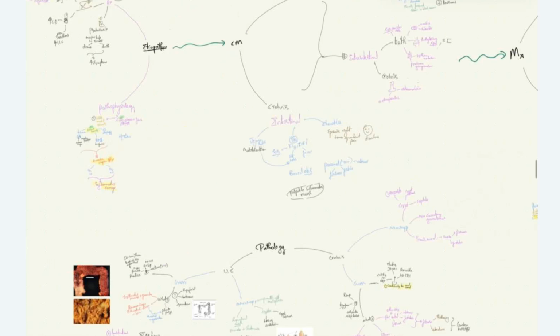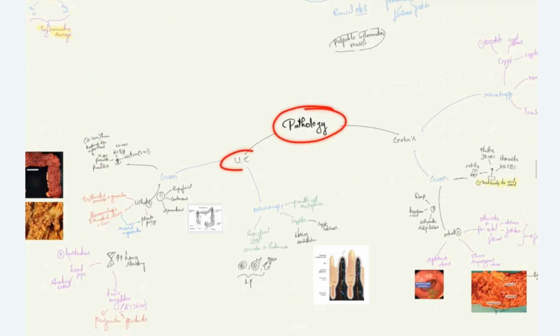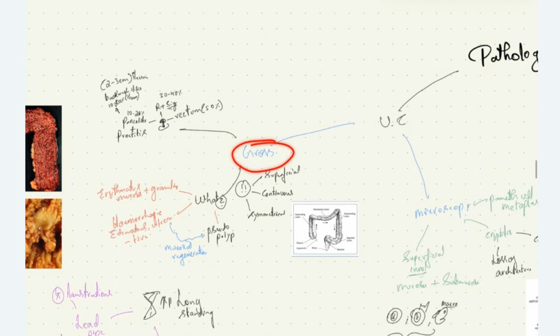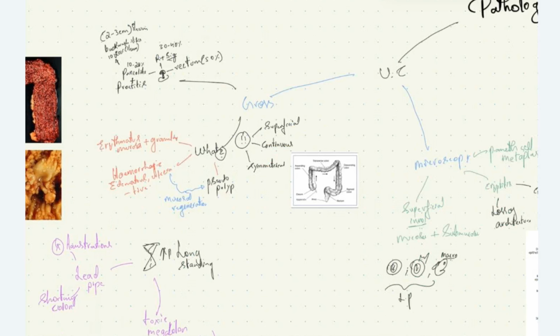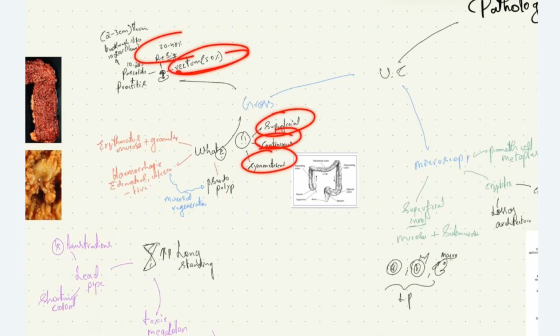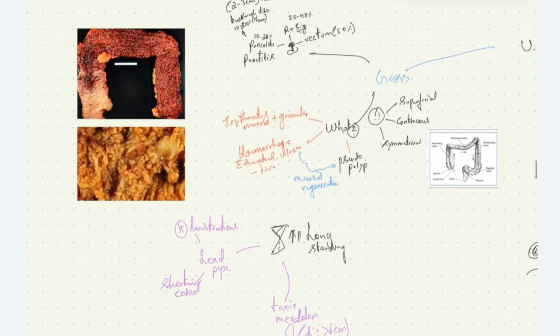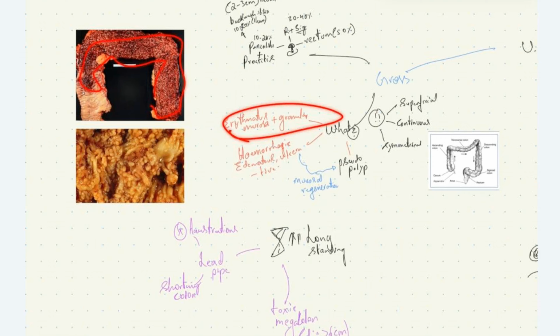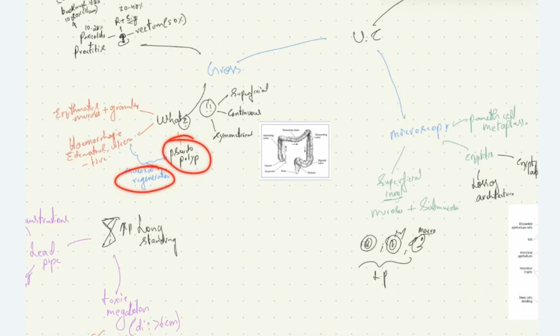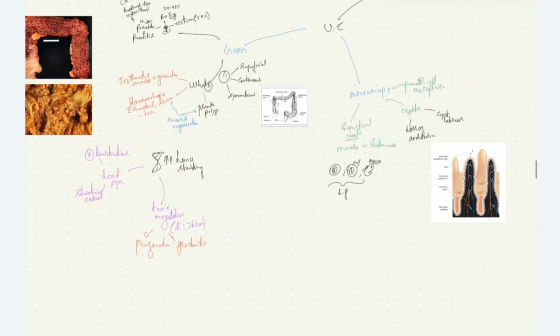Then we saw the pathology, the ulcerative colitis gross. Here the lesions are superficial, continuous, and symmetrical, mostly involving the rectum and rectosigmoid region, and we can also see pancolitis. Initially we see erythematous mucosa with granular appearance, followed by hemorrhagic, edematous and ulcerative lesions, followed by pseudopolyps due to mucosal regeneration. In long-standing cases, we can see lead pipe appearance and toxic megacolon.